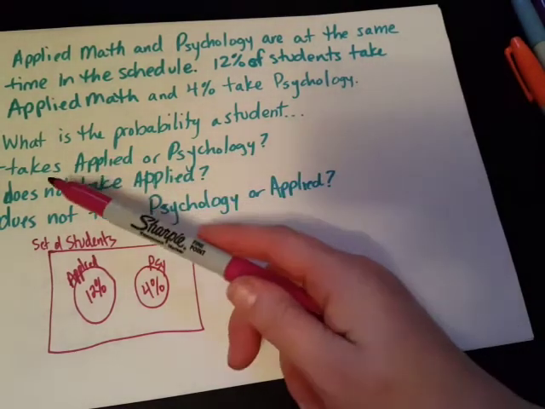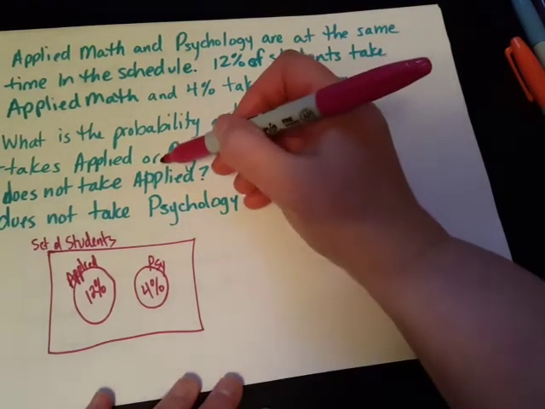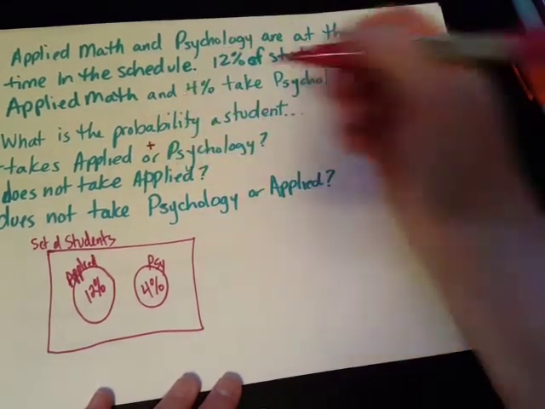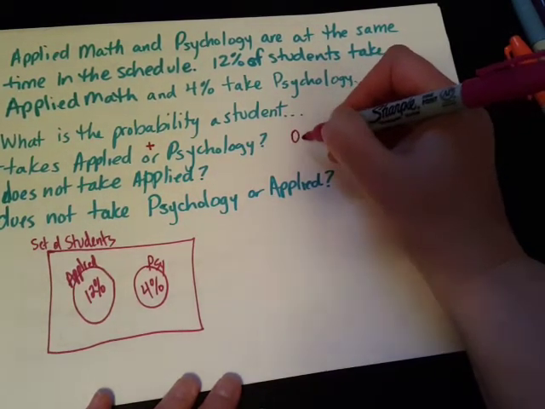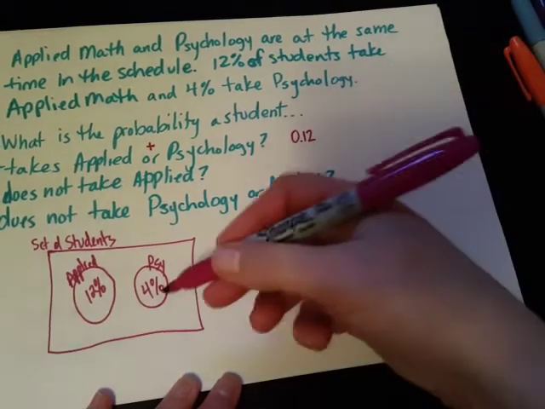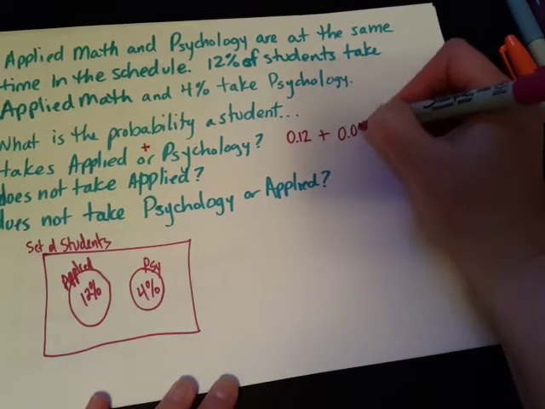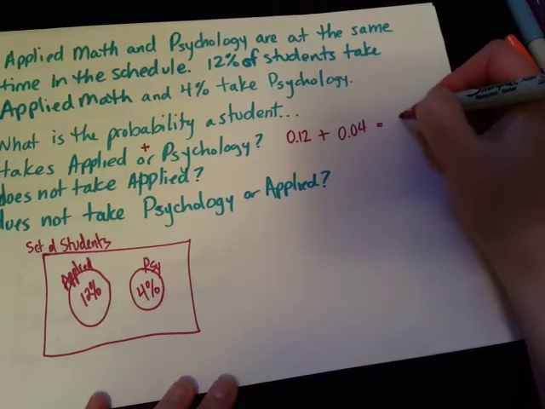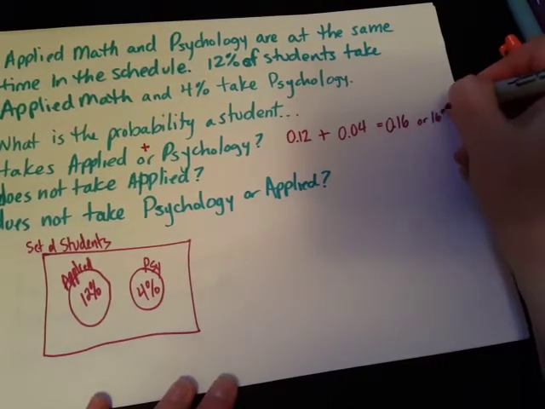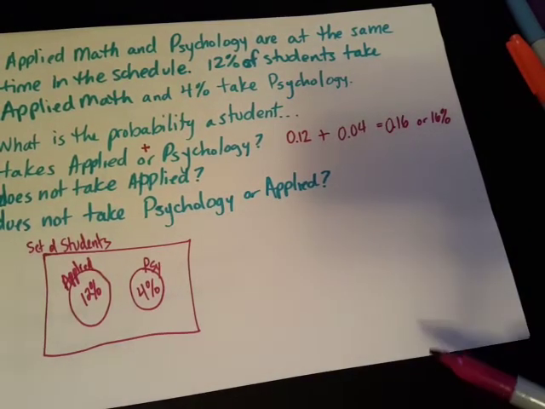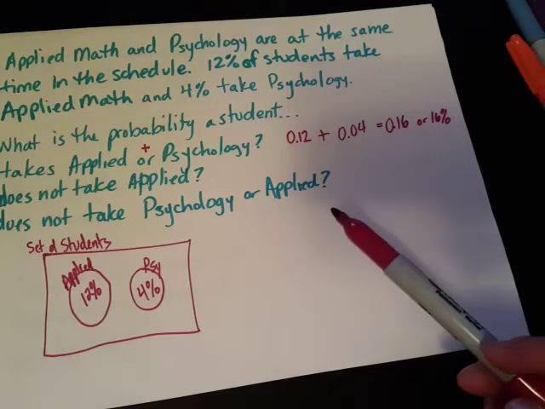So when it's asking what's the probability a student takes applied or psychology, with the word or, we're going to be adding them together. So we're going to take the probability of being an applied, so 12%. You could use a decimal or you could use the percent. And you could add it to the probability of being in psychology. So 16% chance that one of the students is going to be in either applied or psychology.